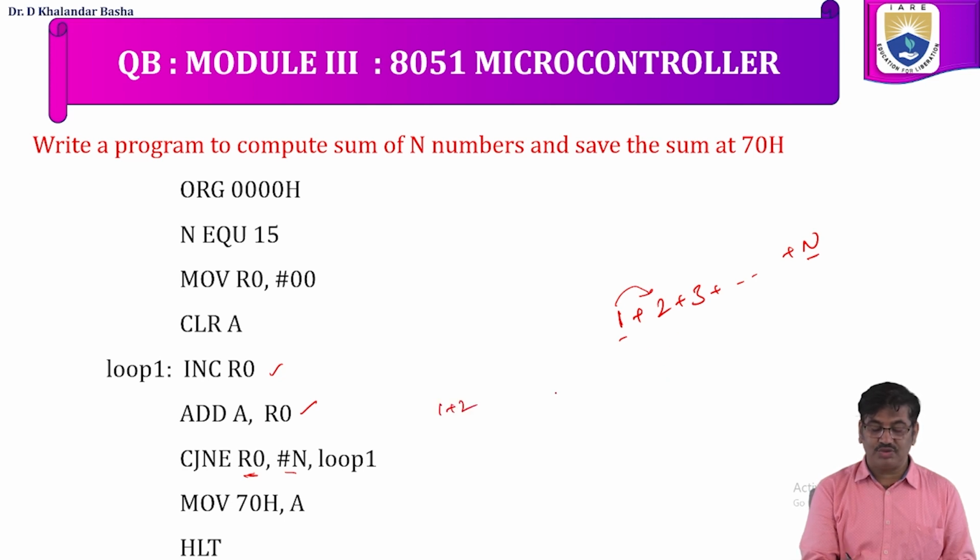Now we'll get 1 plus 2 in the accumulator. Then it will compare R0 with n. As 2 is not equivalent to n, again it will go to the loop. So this addition operation will take place until n number of additions. Once the addition is done, the result which is in the accumulator will be moved into 70h location.